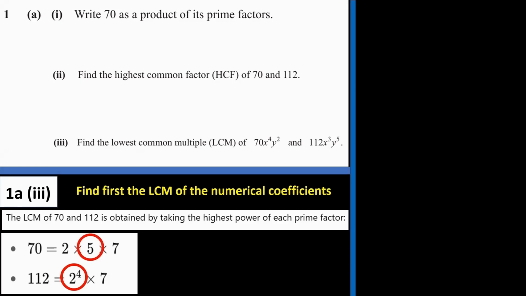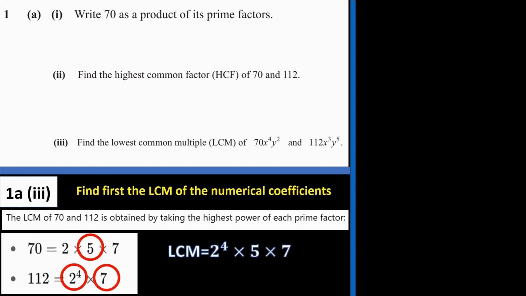And then we look at 5. In 70, 5 comes with power 1, and in 112 there is no 5. Of course, we can also claim that 5 is there but given power 0, and by the law of indices, a number raised to power 0 is equivalent to 1. So when we compare, the number with the highest index is 5, which appears as a factor of 70. We pick that, and then we compare the 7s. They have the same index, 7 to power 1 in 70 and 7 to power 1 in 112. We are going to take one of them.